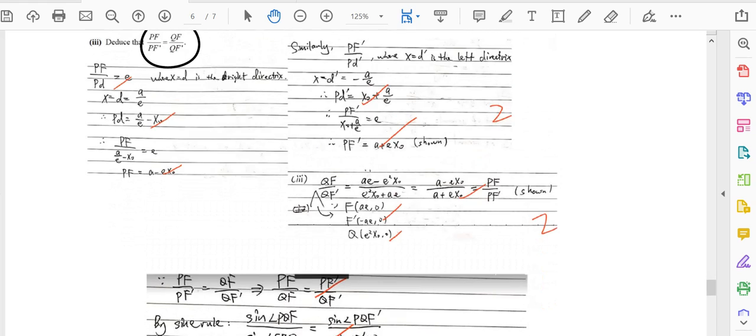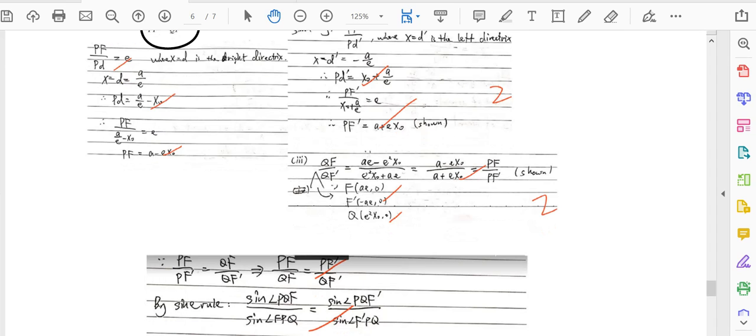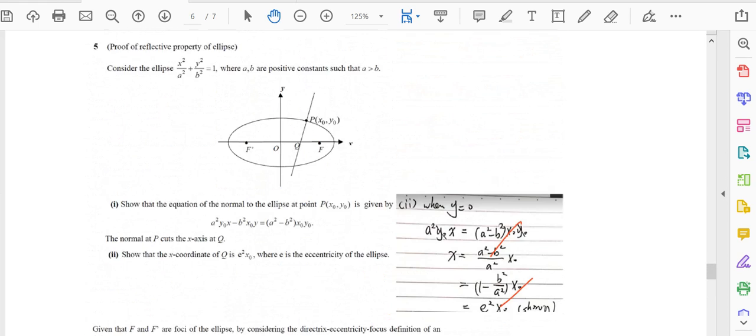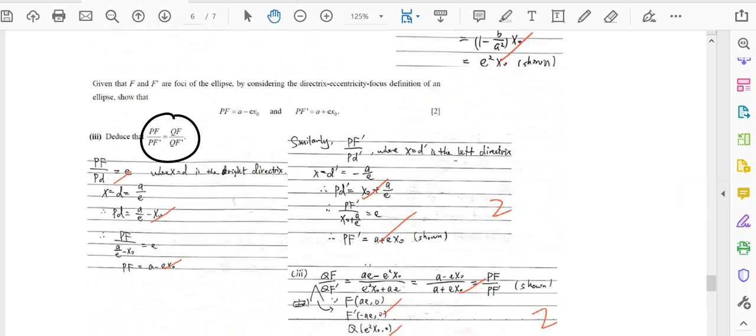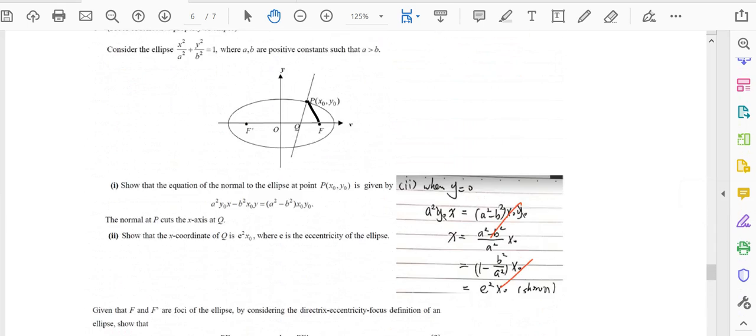So basically what this ratio says, when you have PF over PF prime equals QF over QF prime, if you rearrange this ratio, it will say PF over QF equals PF prime over QF prime. So if you go back to your graph, what does PF over QF equals PF prime over QF prime try to tell you?